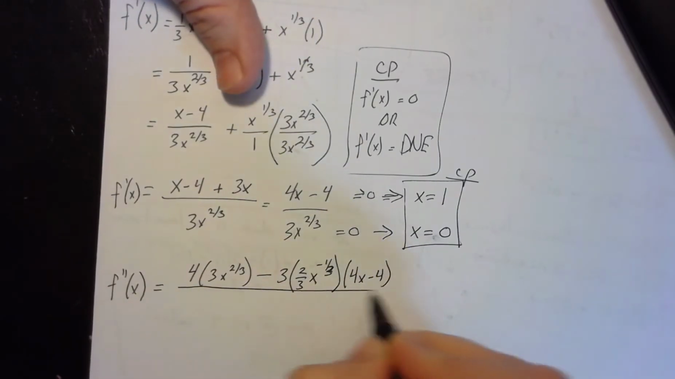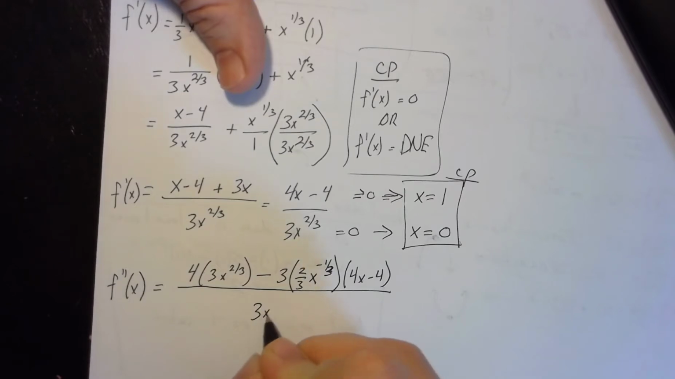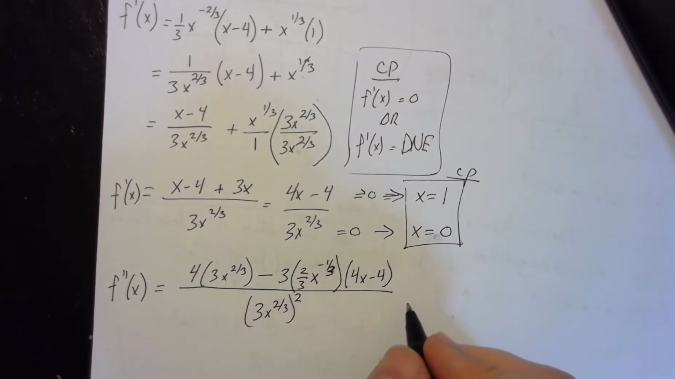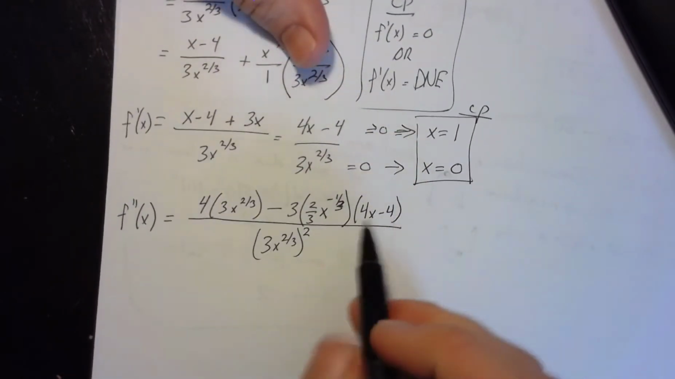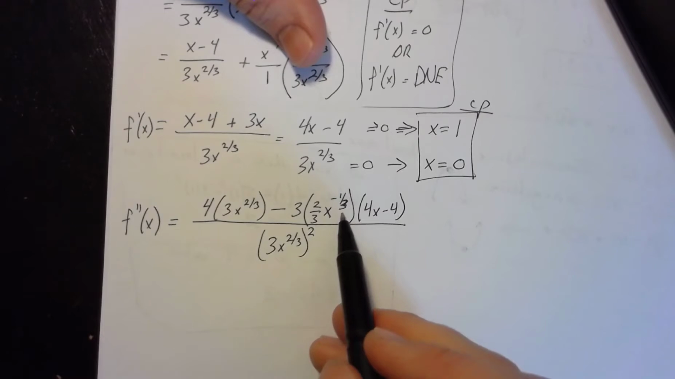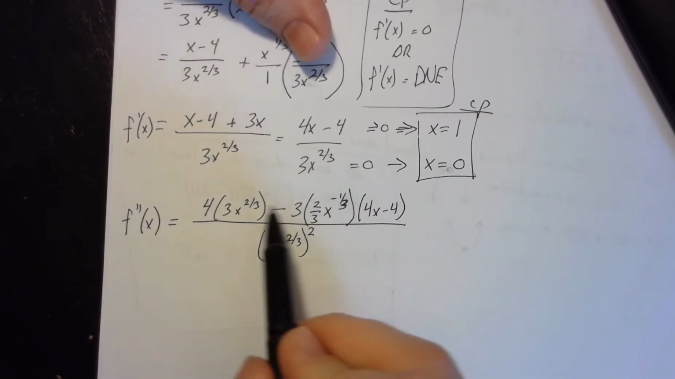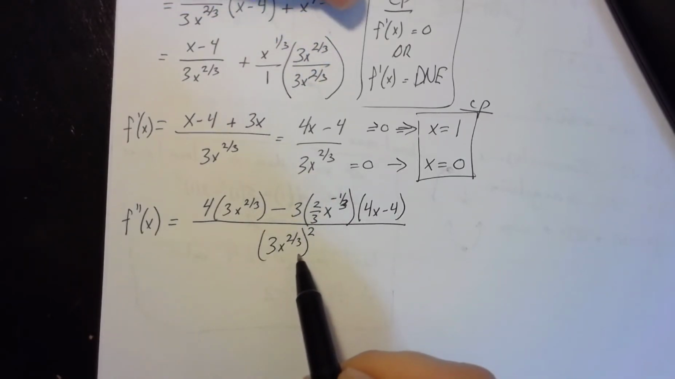This is all divided by the bottom, (3x^(2/3))^2. Now you'll notice here, as we get more and more complicated versions of these problems, the skills that you have in terms of dealing with exponents are going to have to be relatively solid. So please make sure you practice dealing with these exponents in terms of negatives and positives.